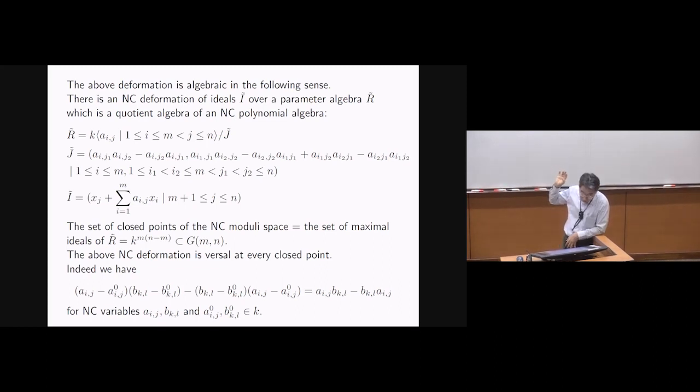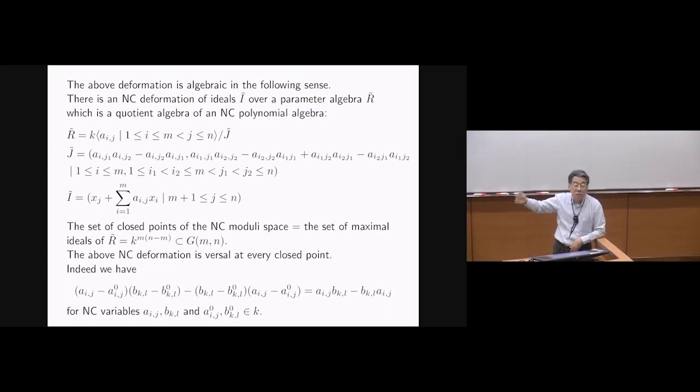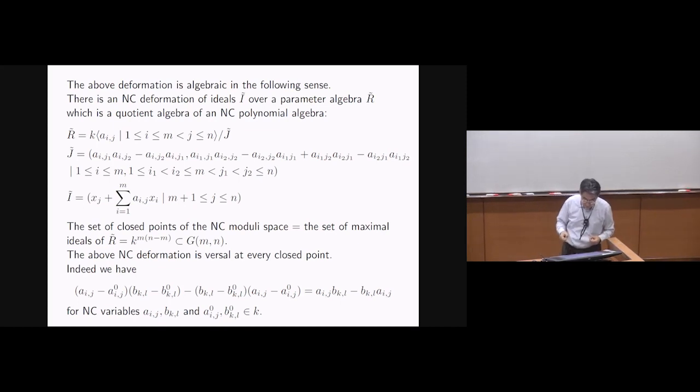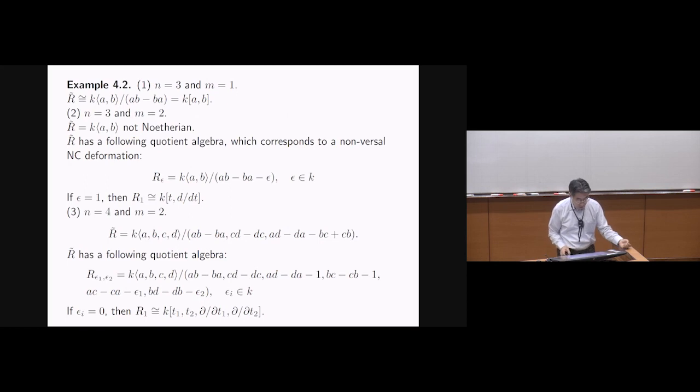So the commutator, the defining ideal J tilde, does not change if you shift a point. So, parallel translation. So this equation holds at every closed point. So in this sense, this NC deformation is global. Okay. So this is just a stupid calculation.